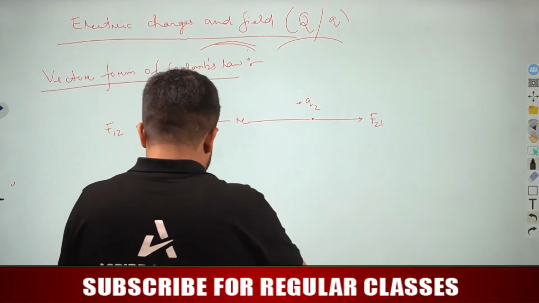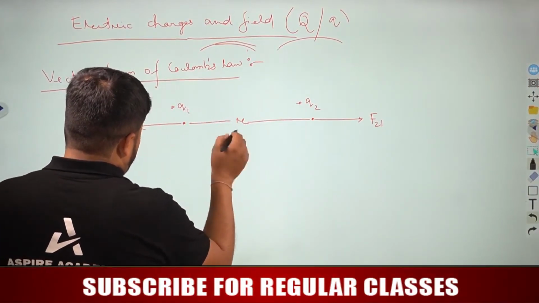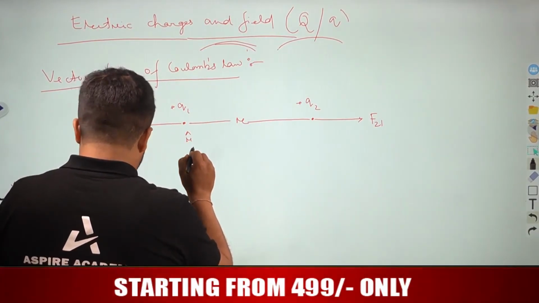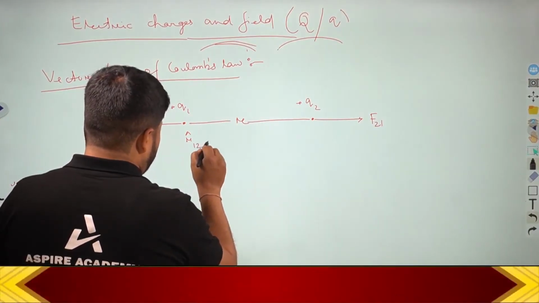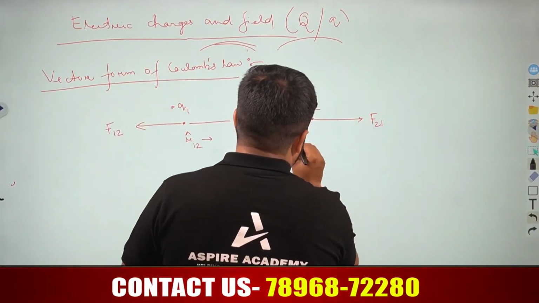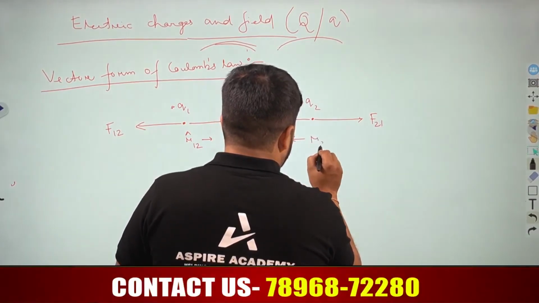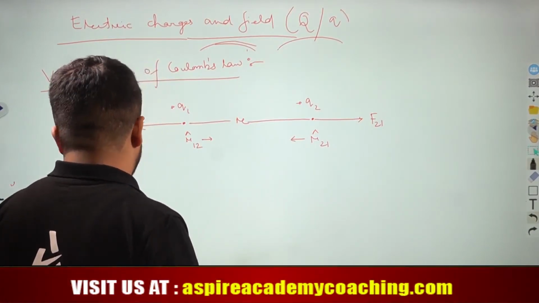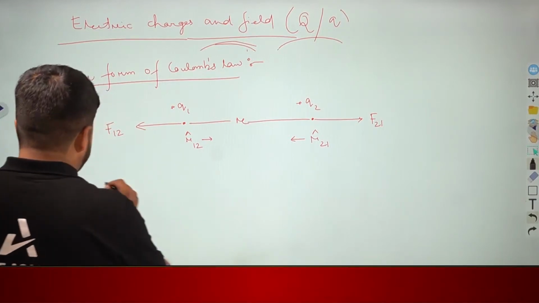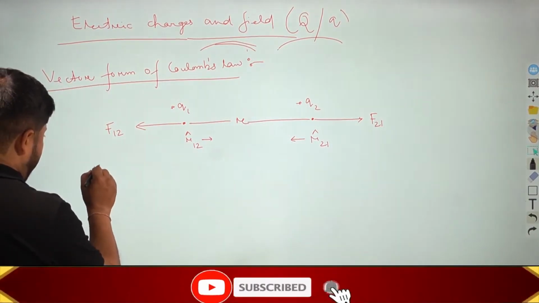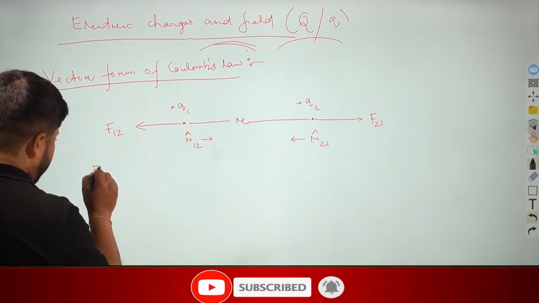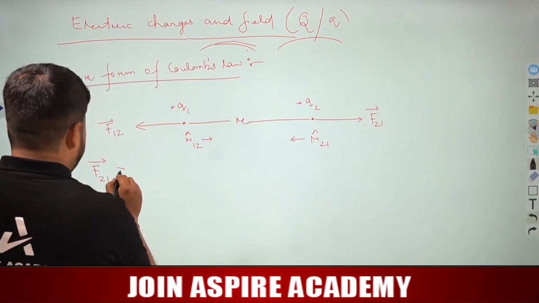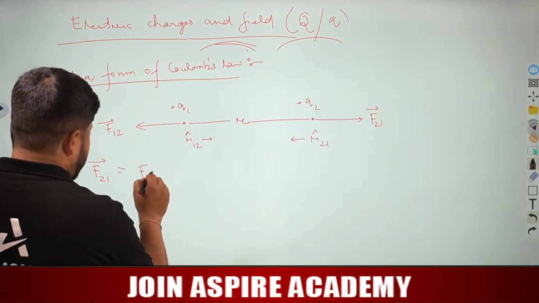So this is a vector, and one direction is there. The direction is called R cap. R cap 12 is in this direction, and the other one is R21 cap. Now how can we proceed according to the vector form of Coulomb's law? Now we can express the vector F21. What is vector F21? It is the vector force.